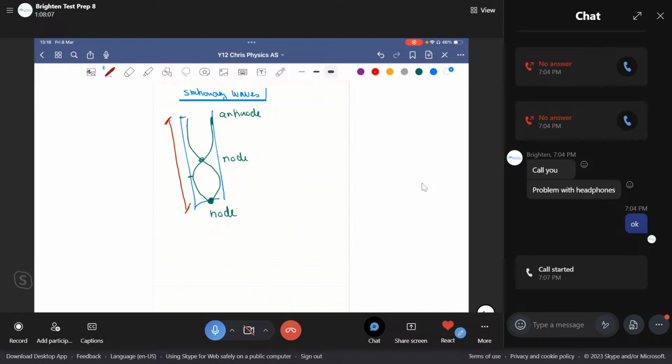With a semi-closed tube, or one open end tube, one closed. What is the 0.75 in relation to? Sorry, say again, Chris. 0.75. Yeah, exactly. Okay, 3/4.